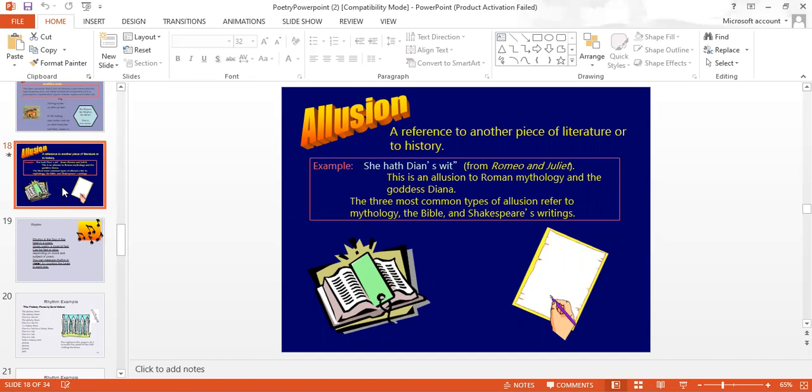So the three most common types of allusion refer to mythology, the Bible, and Shakespeare's writing, right? As we all know, Shakespeare is the father of poetry and the father of literature. So most of the times when poets write their poems, they often refer to Shakespeare's writing or the Bible. If you want, you can research poems where allusions are from the Bible, and also mythology is another type of allusion that can be referred to in poetry.